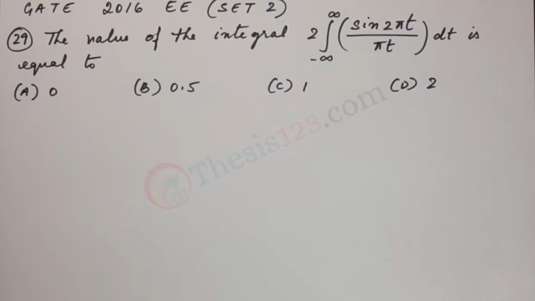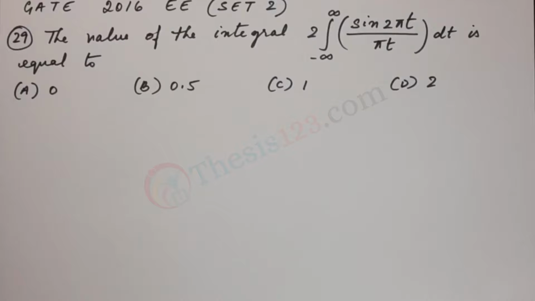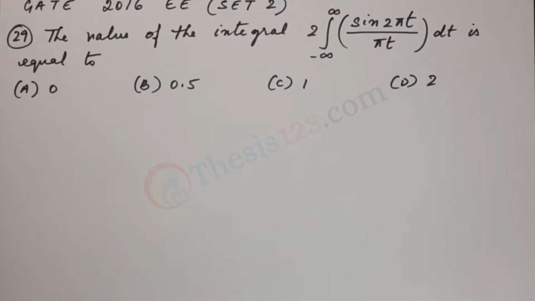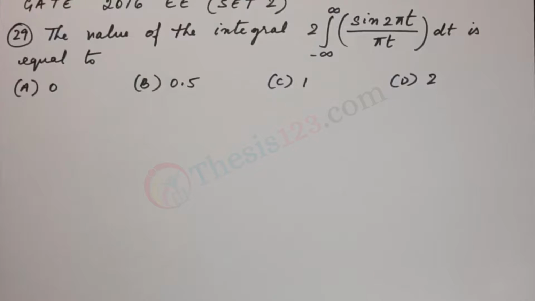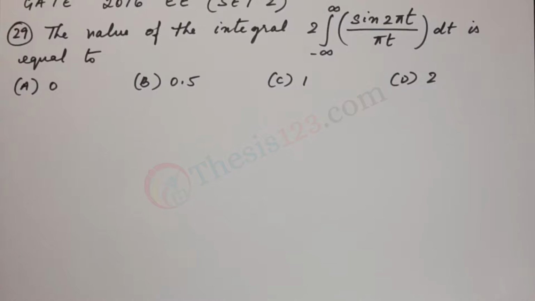Here's the next question, number 29. The value of the integral from minus infinity to infinity of sine 2 pi t by pi t dt is equal to, we have our 4 options. Okay, so this integral will take a little bit of work. I'm going to walk you through it.